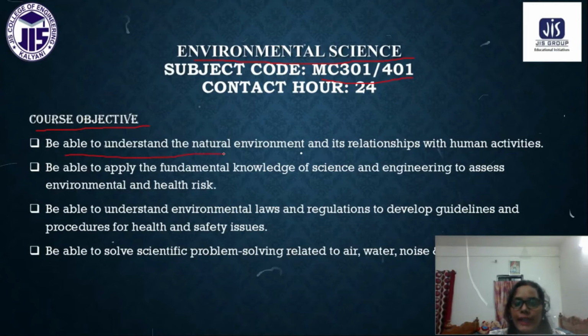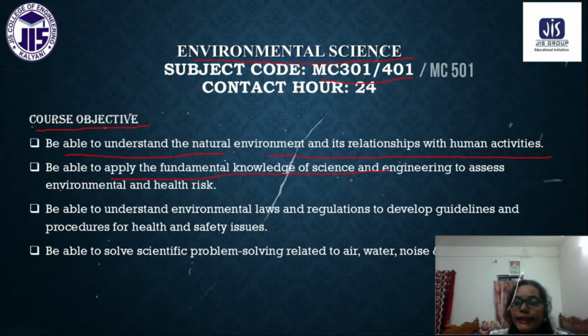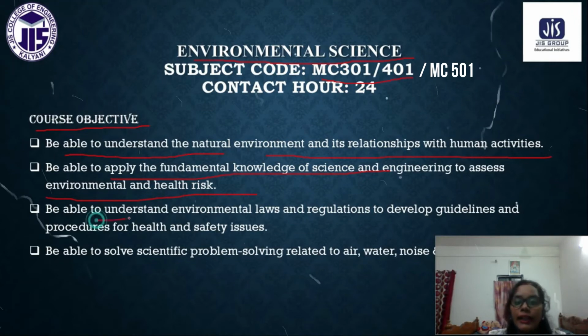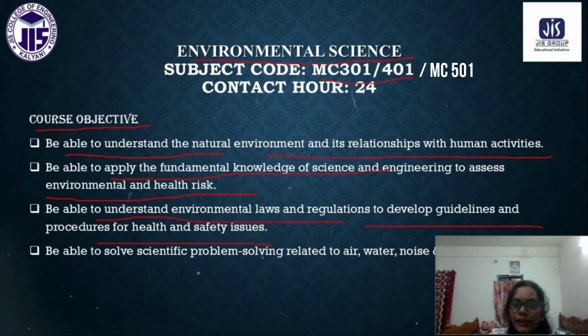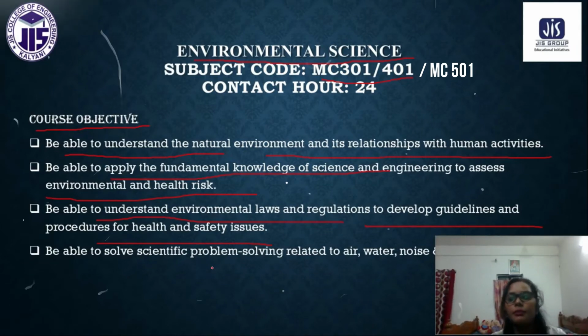You will be able to understand the natural environment and its relationship with human activities. You can apply the fundamental knowledge of science and engineering to assess environmental and health risk. You can understand the environmental laws and regulations to develop guidelines and procedures for health and safety issues. After this course you will also be able to sort out types of problems related to air, water, noise, land, etc. So these are some of the course objectives.